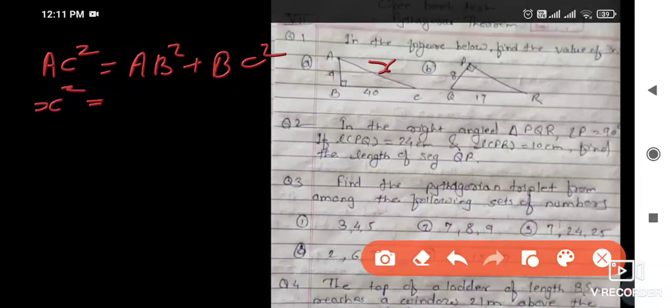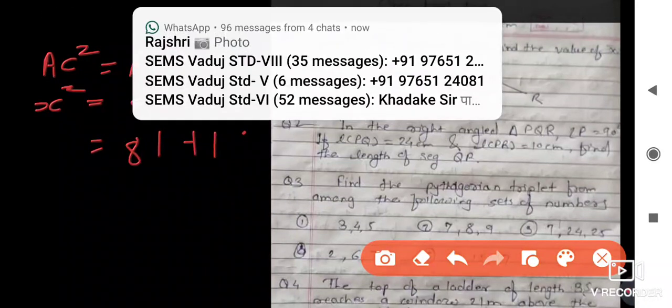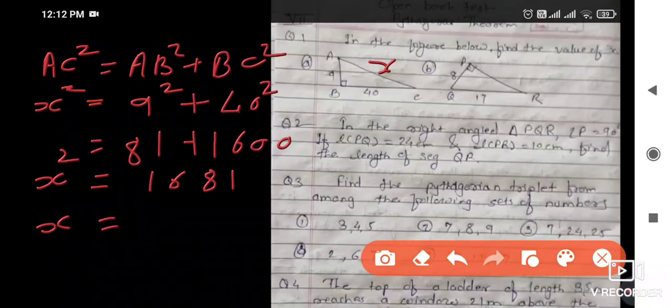AC square is the x. So x square is equal to AB square, meaning 9 square, plus BC square, meaning 40 square. 9 square is 81 and 40 square is 1600. If you add these, you will get 1681. It is the value of x square, and x is the square root of 1681, which is 41. So the value of x is 41. In this way we have to find the answer.